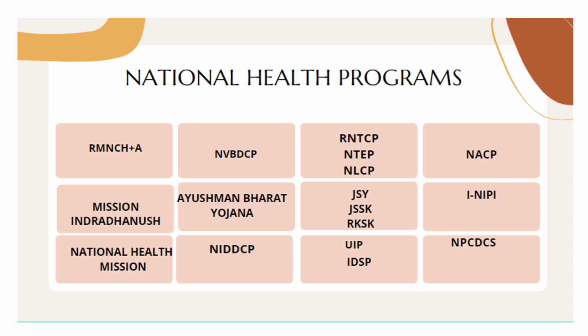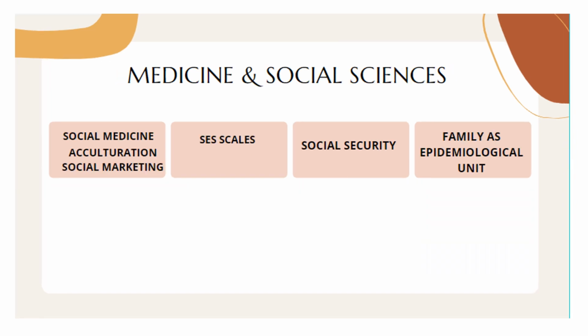Then the NPCDCS, which is concerned with the non-communicable diseases. Coming to medicine and social sciences, here you look at just a few important ones like social medicine, acculturation, social marketing, and look up two of the most important socio-economic scales, particularly Kuppuswamy and the Prasad scale, and look at the concept of social security and what the social security schemes available in our country are. Also learn why the family is considered an epidemiological unit.